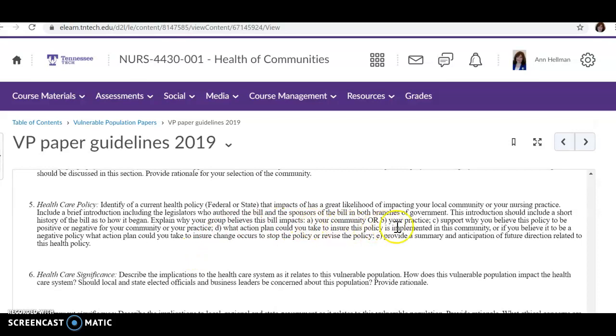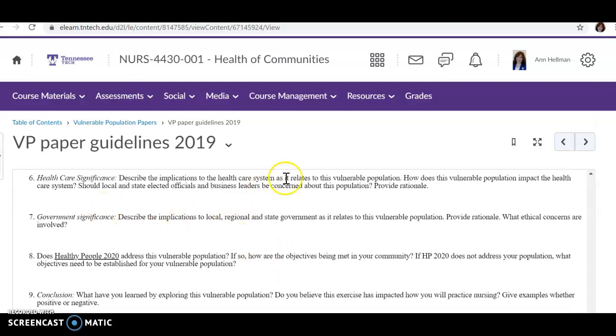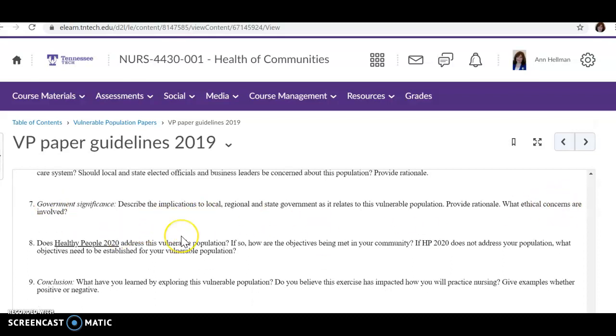And then you need to include why this bill is impacting your vulnerable population. Healthcare significance. What does it matter? As healthcare professionals, why does it matter that we need to be attentive to this vulnerable population? Does caring for this vulnerable population and its members impact the healthcare system in some way, such as does it drive up cost or are there limited resources for them, etc.? So you're going to address this issue. Government significance, same issue, okay? You're going to also include ethical concerns here.